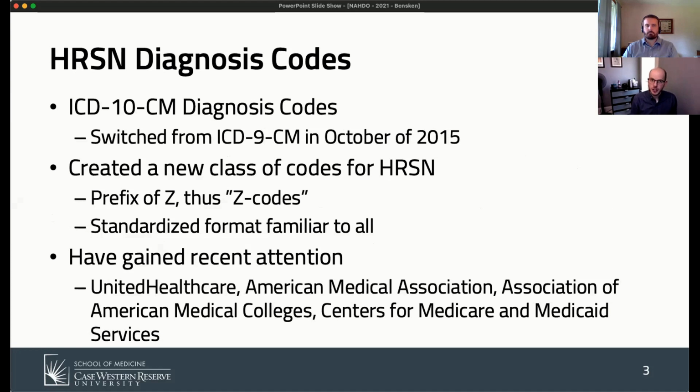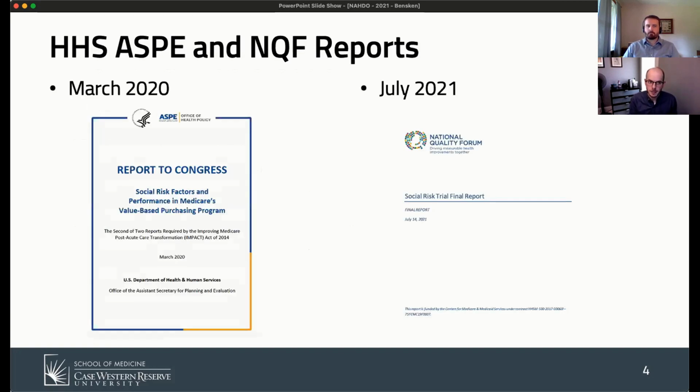So with the introduction of ICD-10 in October of 2015, there was a new class of diagnosis codes aimed to capture the social determinants and HRSN. These start with the letter Z, and so we refer to them as Z codes. The idea here was that by creating ICD-10 codes, which was a format familiar to all physicians, clinicians, and researchers, we could have a standardized way to collect this information. They've gained a lot of attention recently from a number of leading organizations you can see listed there.